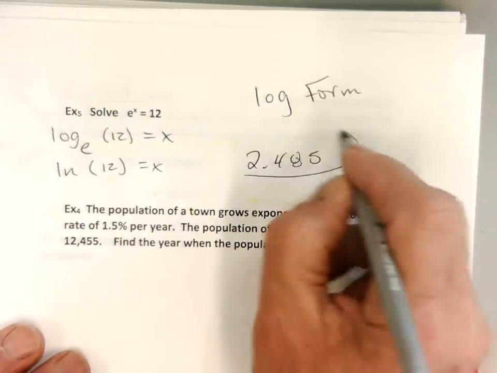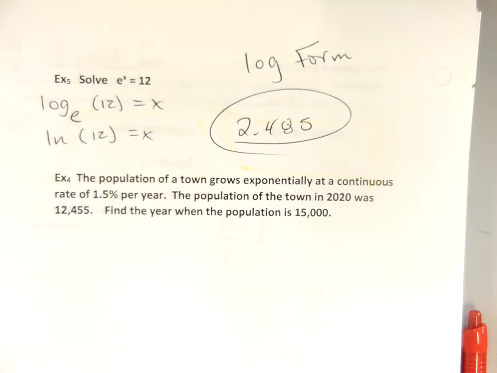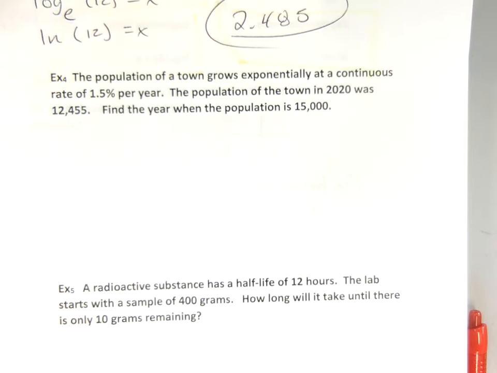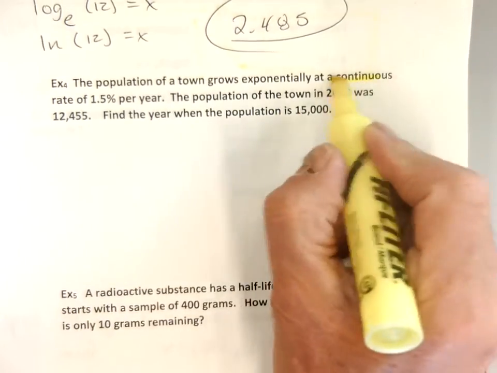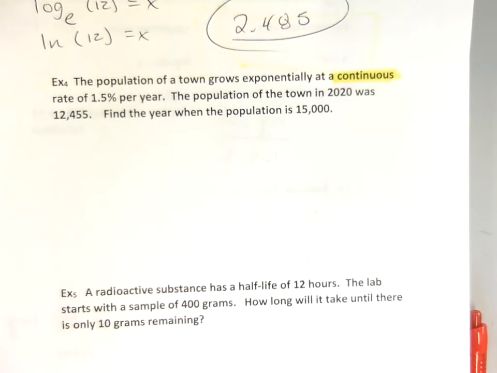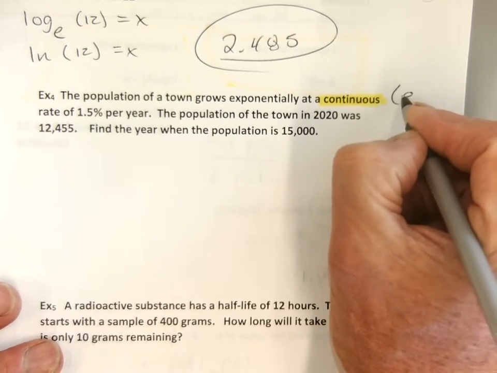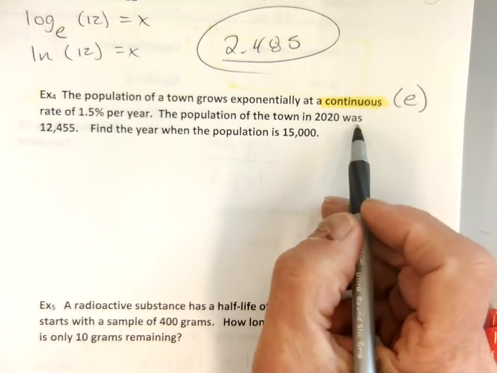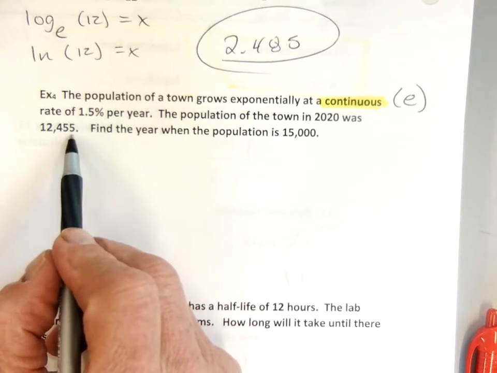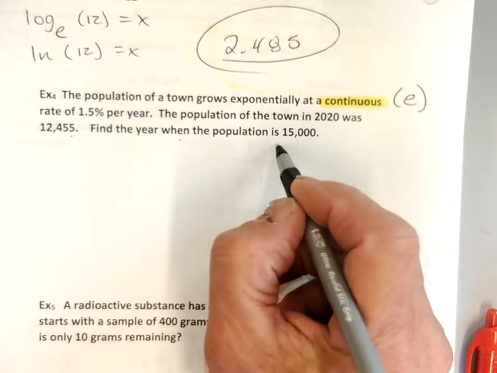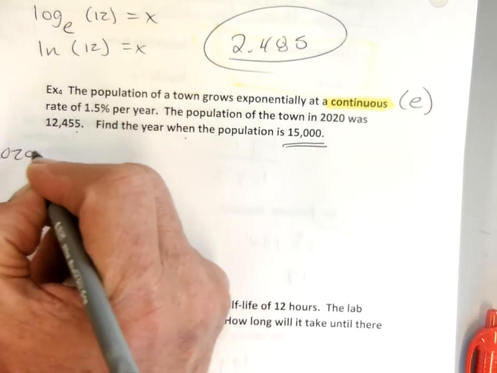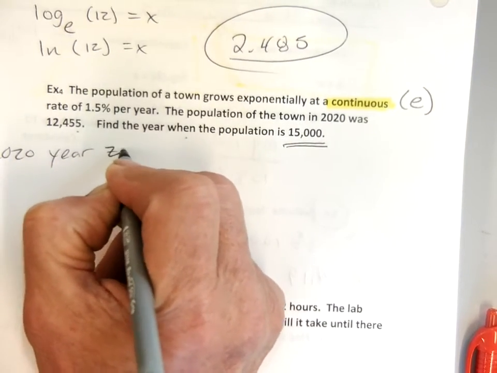Okay. How am I doing? Two more problems and I'm done. Okay, example four. The population of a town grows exponentially at a continuous rate. Oh, continuous. What number am I going to use? You see this word continuously? I'm going to use that e number, aren't I? You see continuous and you know we're going to use e, okay? At a rate of 1.5% per year, the population of the town in 2020 was 12,455. Find the year when the population is 15,000. Okay, so let's see what we got. So 2020 is like year zero, okay?